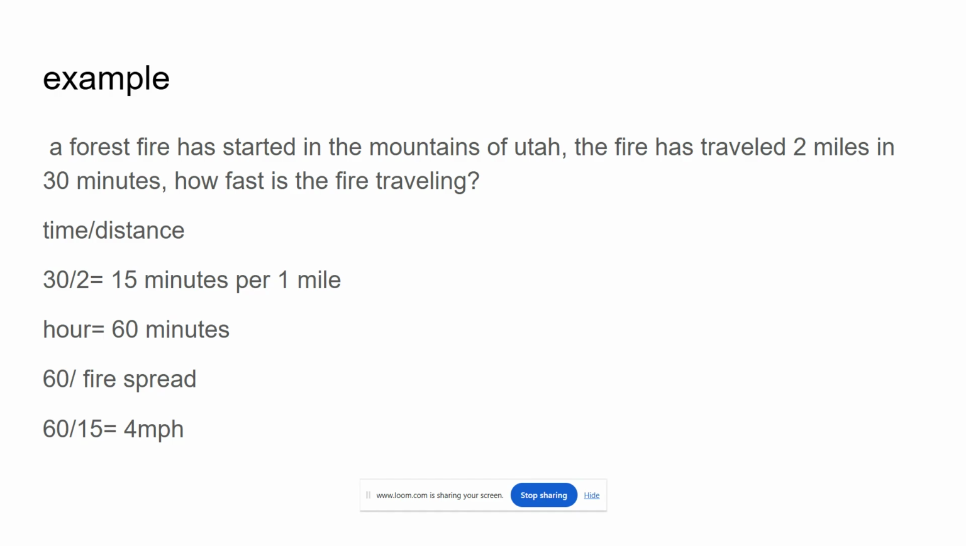And to make that into miles per hour, we can just get 60 and divide it by the 15 minutes. 60 divided by the fire spread would give us 4 miles per hour.